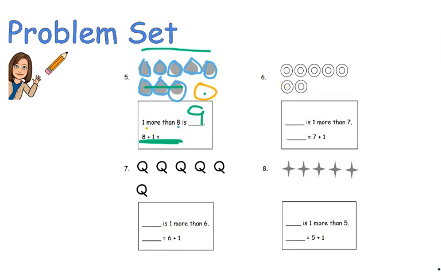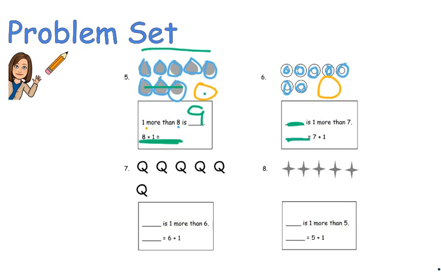Alrighty. So let's count how many O's. It kind of looks like the letter O. How many O's there are. So we have 1, 2, 3, 4, 5, 6, 7. We need to draw one more. How many are there all together now? Okay, fill in your sentence and fill in your equation.